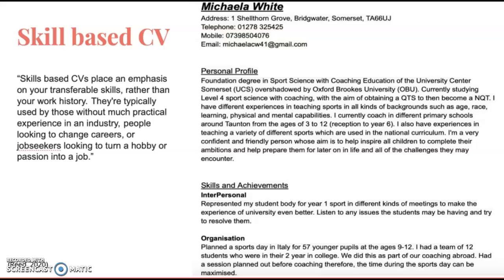A skill-based CV is the applicant's key to transferable skills. They're used by people who are looking for practical experience in a specific industry or for people looking for a change in job careers, as well as people looking for jobs which they want to turn into a passion or a hobby.